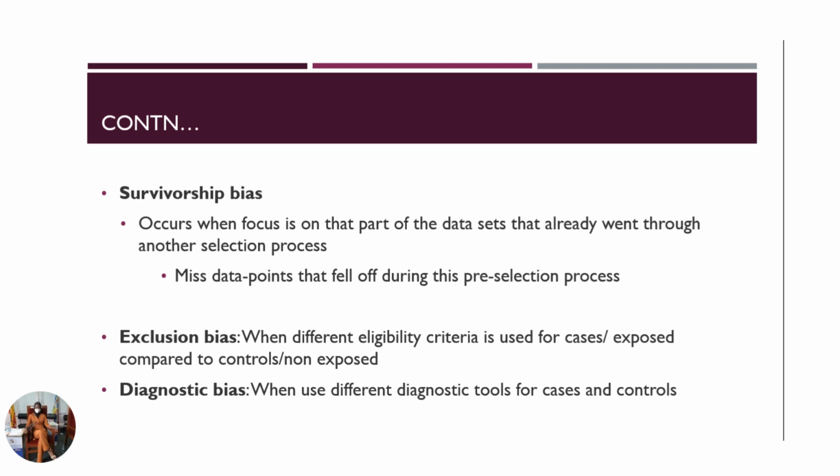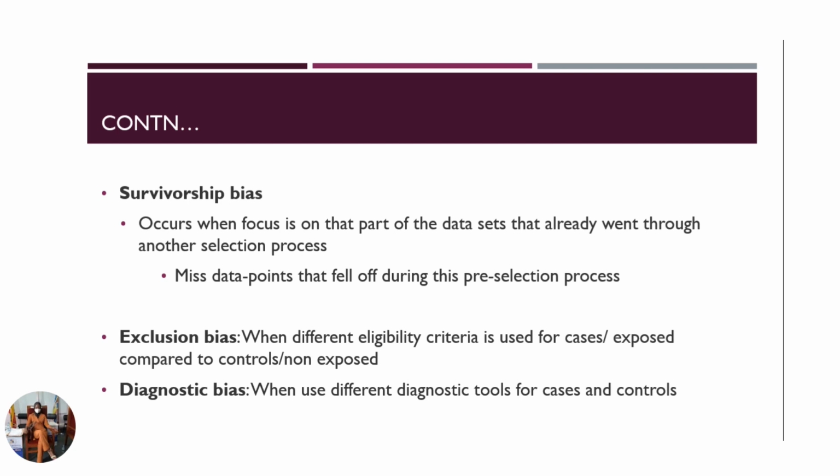Then you have exclusion bias. It occurs when different eligibility criteria is used for cases and controls, or we can say the exposed and non-exposed if it is a cohort study. For example, you say my cases are going to be females between 18 to 20 years, and then you say my controls are going to be males between 30 and 40 years. So when you have different eligibility criteria between the cases and controls, the exposed and non-exposed, it results into exclusion bias.